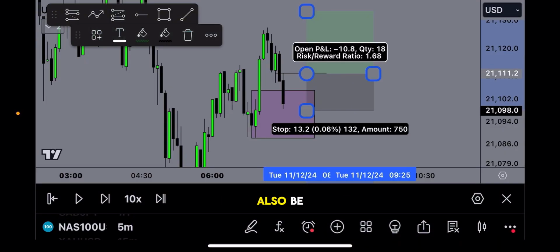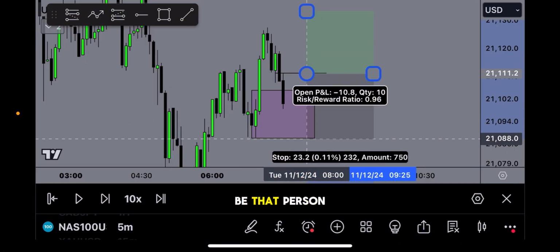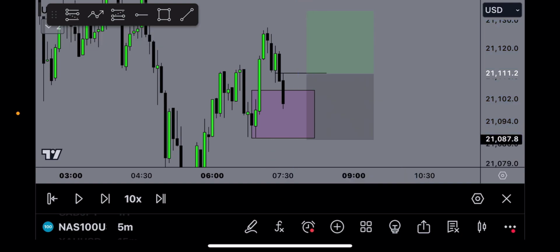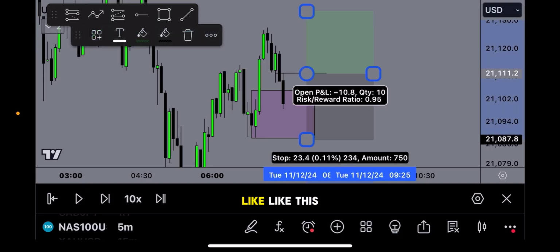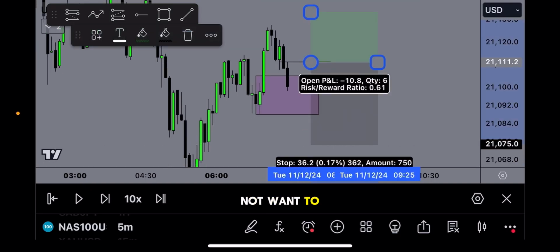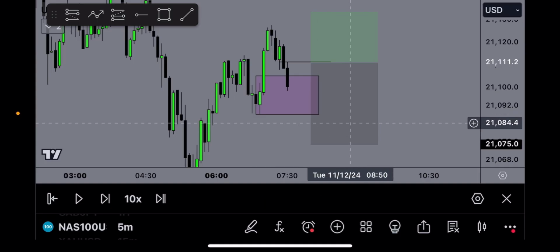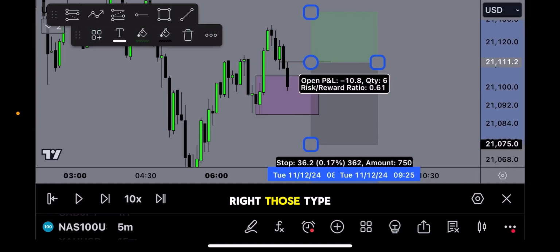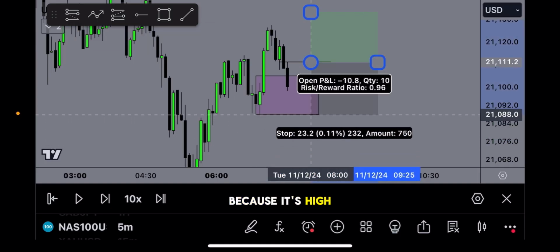But you could also be that person that puts the stop loss at the end of the zone, at the end of the demand zone or supply zone. But mind you, if the supply zone or the demand zone is super big, like this, you do not want to take trades like that, where the zone is super big or your wick, your rejection candle is super big, right? Those type of trade setups you do not want to take because it's high risk.